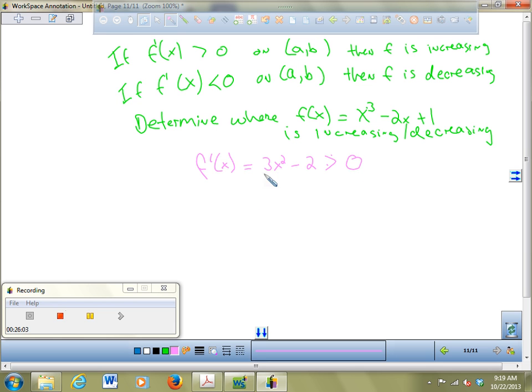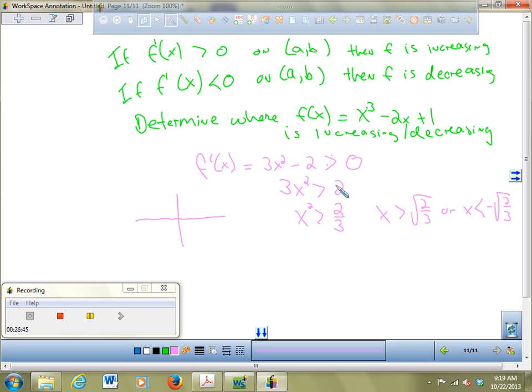So you have to know how to solve an inequality. It's not that hard. 3x squared is greater than 2, which means x squared is greater than 2/3. Or x is greater than the square root of 2/3, sorry. X is greater than the square root of 2/3, or x is less than the negative square root of 2/3. So that's where this function is increasing.